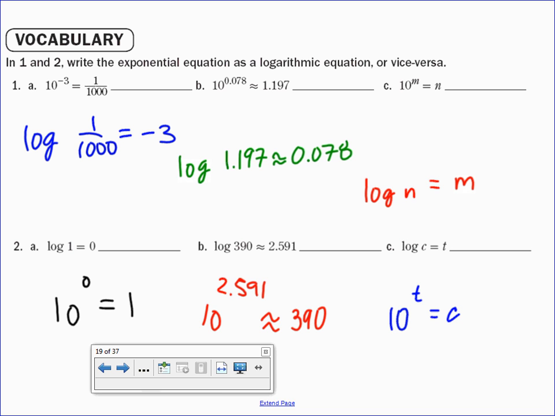Okay, ladies and gentlemen, let's do a quick check. Raise your hand if you had log of 1.197 is about 0.078. Do you have the right placement? Log of n equals m. Who had that right order? Right order? Good job. 10 to the 0 equals 1, we know. 10 to the 2.591 is about 390. You get the placement on that. Raise your hand if you got the placement right on that. And then 10 to the t equals c. Great, we can do the same thing, right?